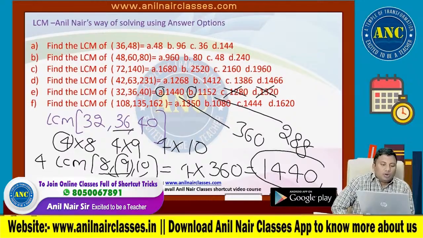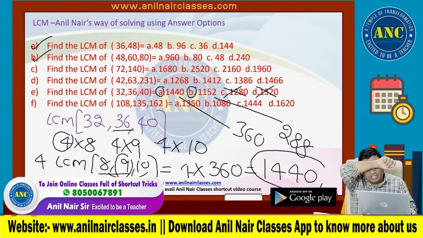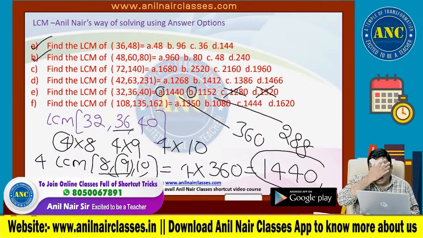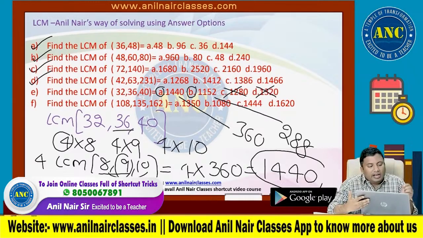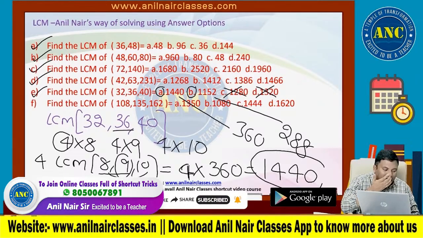The answer is 1440. So the first one is easy. The second one is checking by using the divisibility rule. The third one is digital sum and divisibility rule. The fourth one is only digital sum 9. The fifth is where all of them are satisfying. How to do it? I hope the idea is clear. Next one.